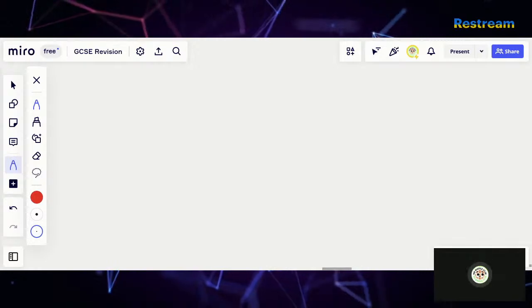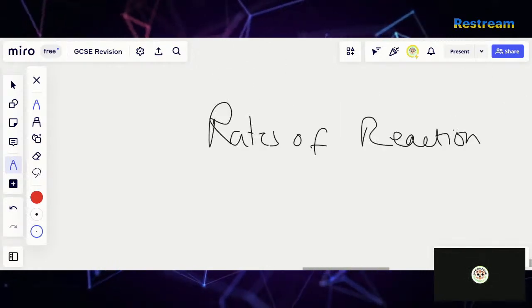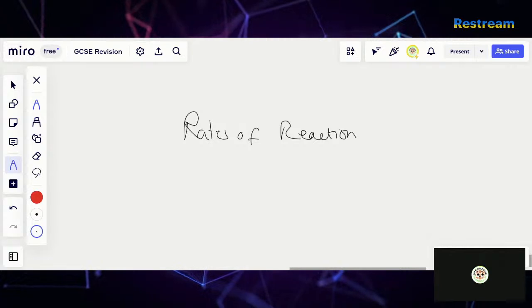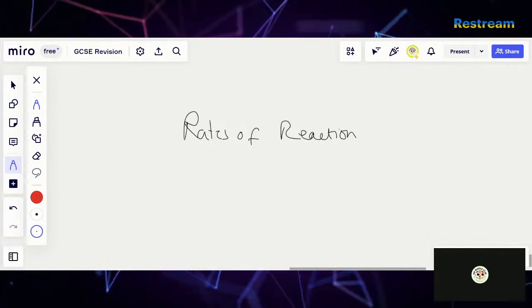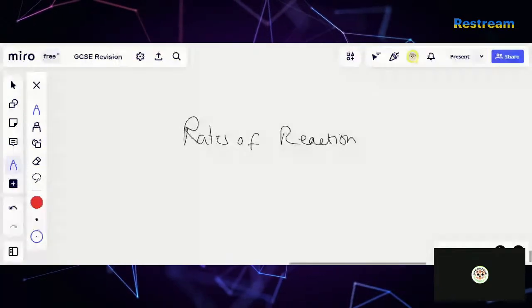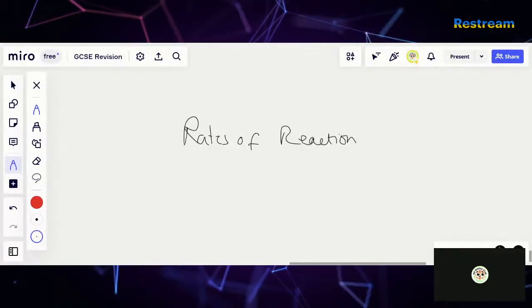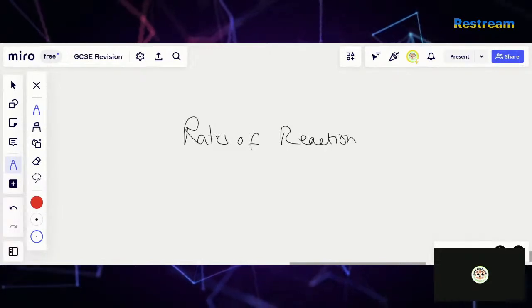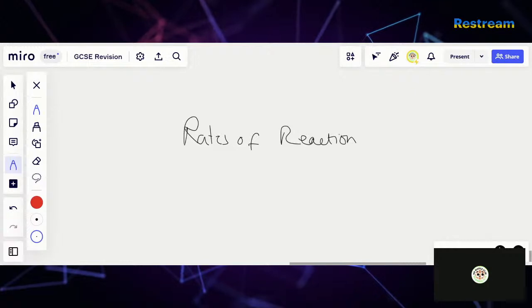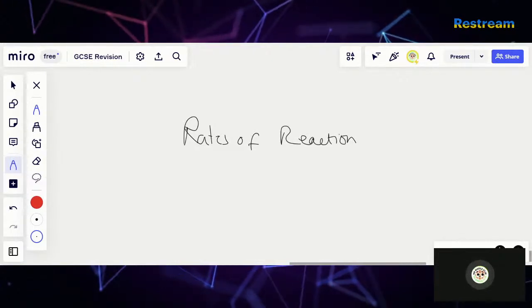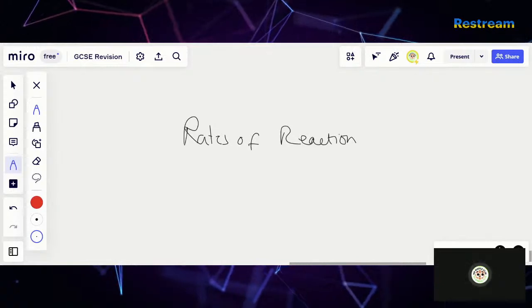So let me just get access to the sheet 1 second. Sorry if you're waiting, I'm just trying to get the rates of the reaction sheet that I had written up, which was really useful and had all of the 3 key rates of the reaction, so just bear with me for a moment.